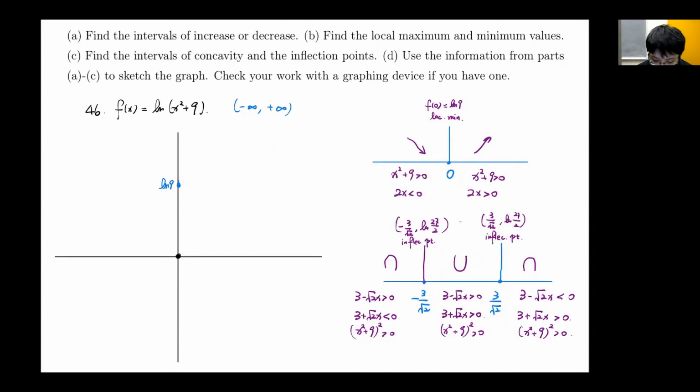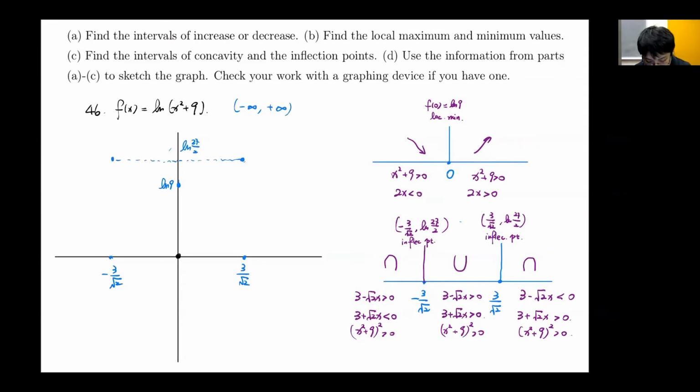Okay, natural log of 27 divided by 2 is definitely going to be larger than natural log of 9, so as long as I draw it higher, it should be fine. Let me just say that these 2 points are going to be 3 over root 2 and then minus 3 over root 2. I'm just picking a random scale on the x-axis and y-axis. It really doesn't matter that much. Let's say this is precisely natural log of 27 divided by 2.